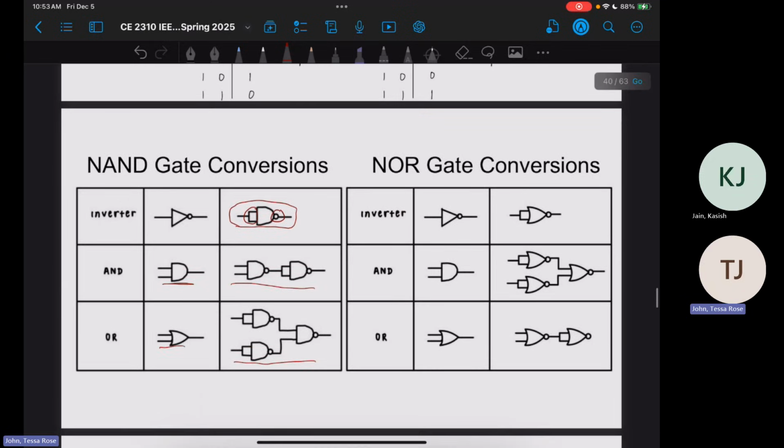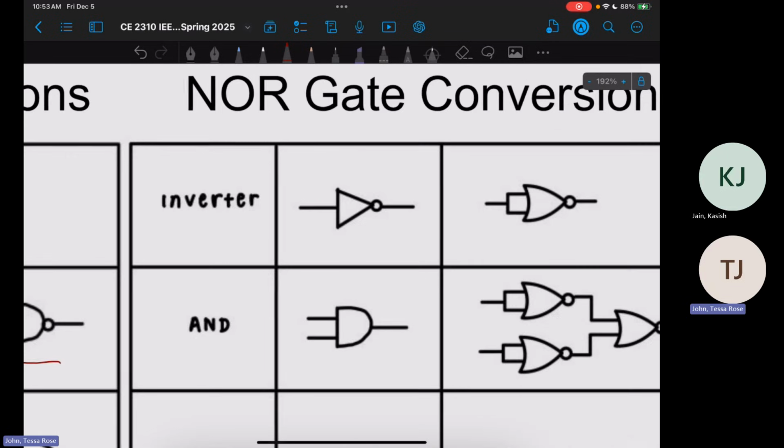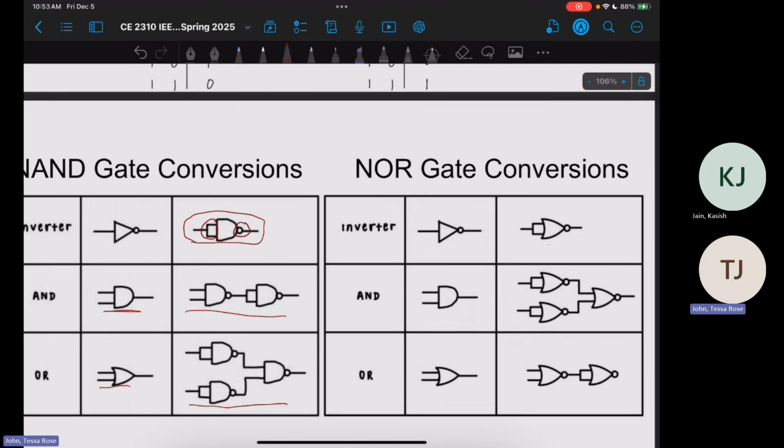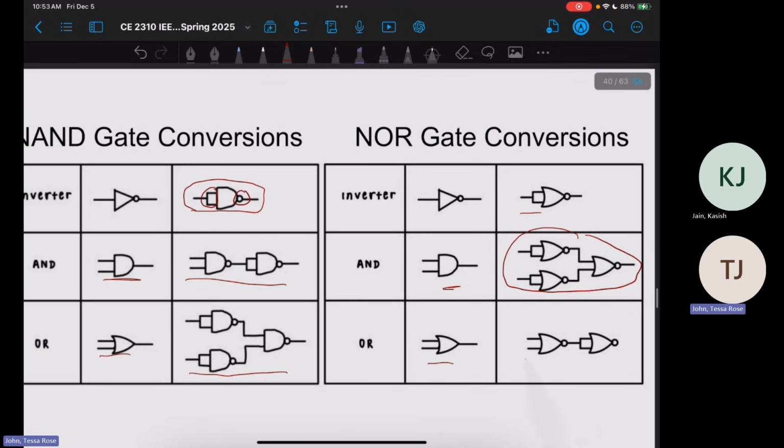Okay, and then NOR, basically the same concept, kind of switched. The inverter looks like that. And the NOR version of AND is like 3 of the gates, and then OR, like that.